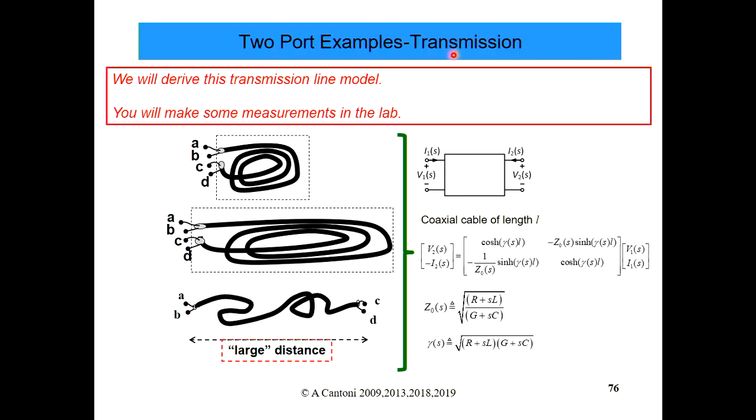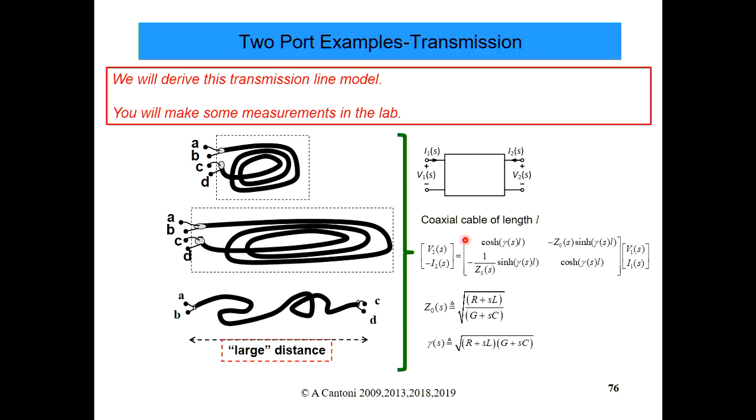A transmission line. This is a large distributed system. It can be any length, but you have a port at the input and a port at the output. So we can actually model that in circuit theory with a two-port, and we do.